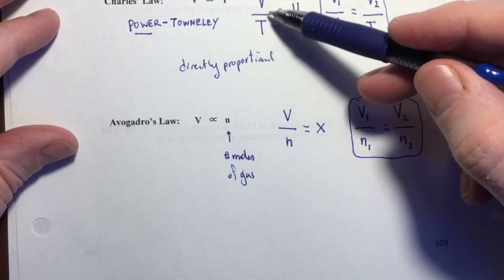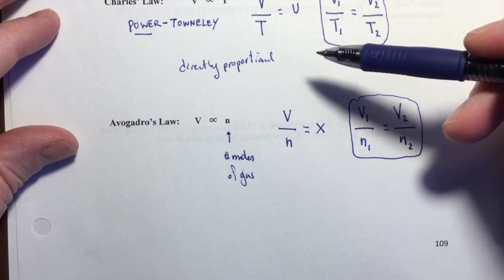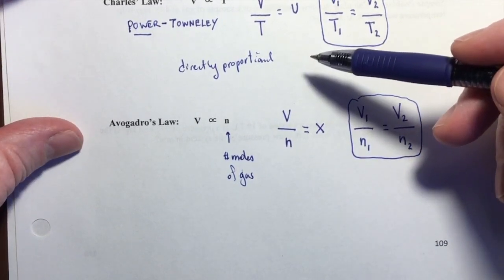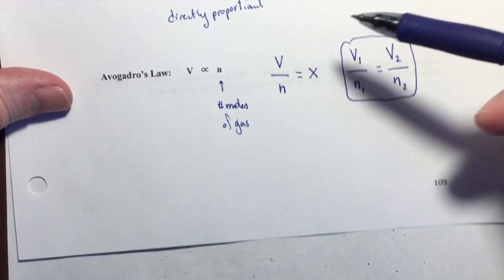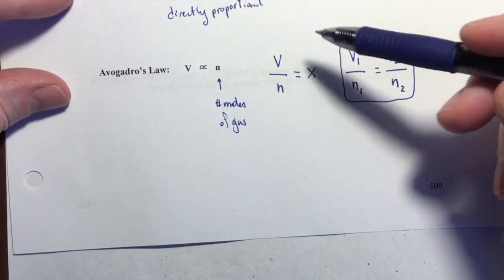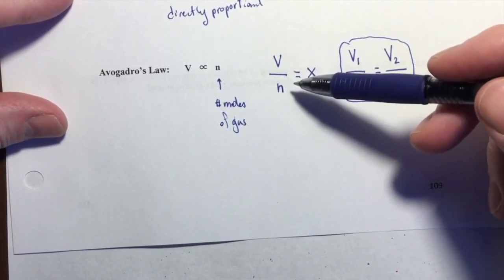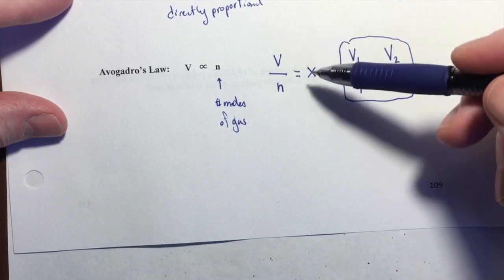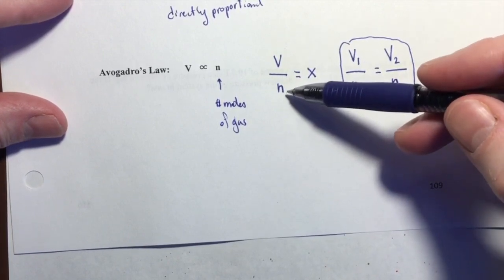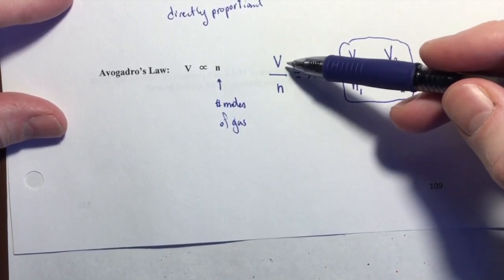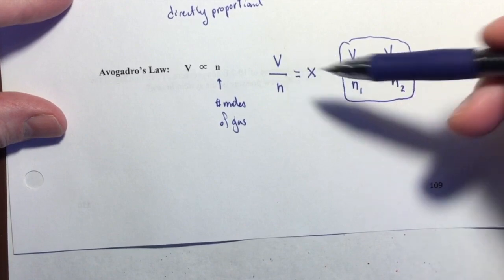So volume and temperature are directly proportional. As one increases, the other increases as well. And then finally, a fairly straightforward statement here, Avogadro's law. As you increase the number of moles of gas, then you're increasing the volume. It just takes up more space.